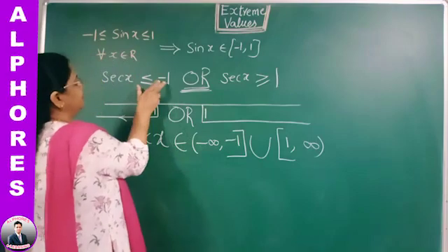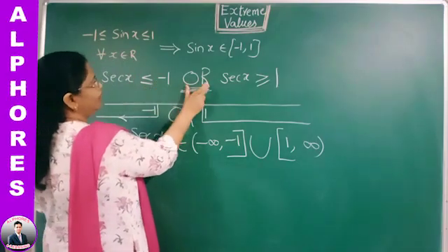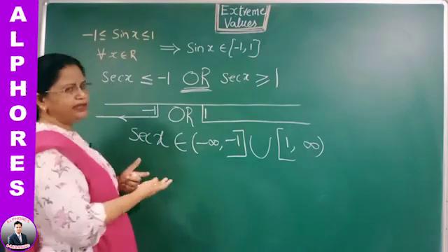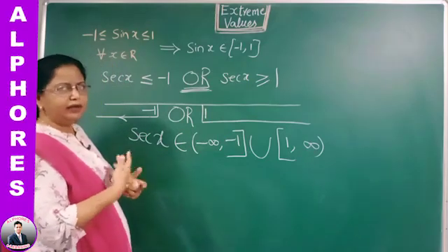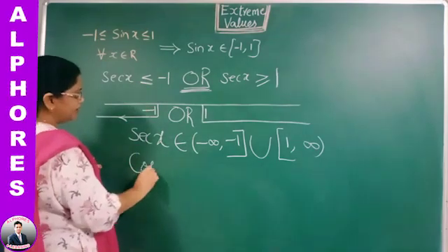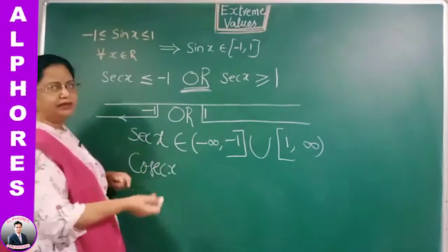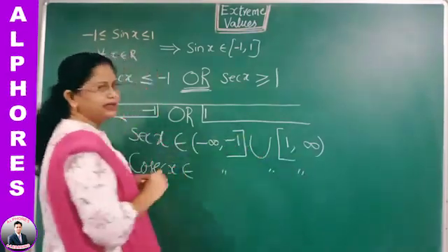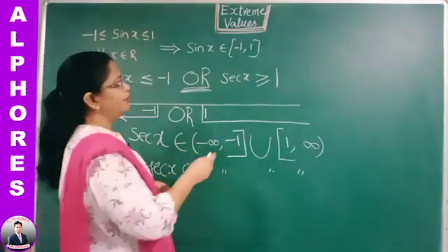So here, secant x is less than or equal to minus 1 or greater than or equal to 1. The same tendency you can apply for cosecant x also, based on the same result. Of course the domains are different, whereas the range is the same for cosecant x. Understand, students?